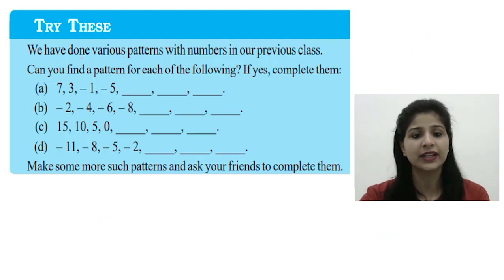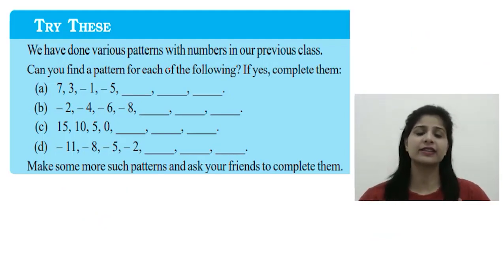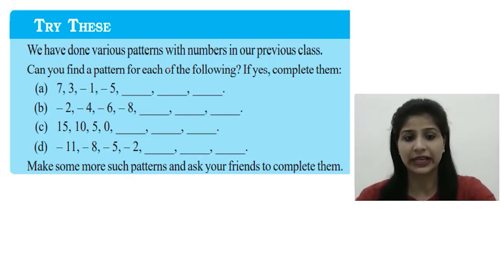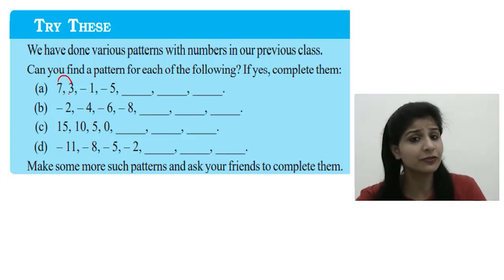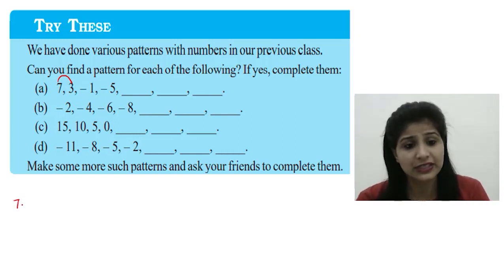Let us try these patterns. So we have already discussed patterns in our previous classes. So here are some number patterns given, and if you understand, you have to complete them. Okay. So let us see here, 7 and 3. What is the difference? What are you doing? You are subtracting 4 from 7. So if you are subtracting 4 from 7, you get 3.